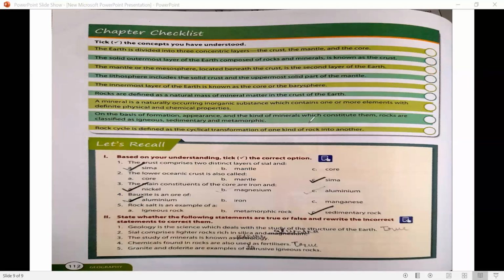Now, on the basis of formation, appearance, and the kind of minerals which constitute them, rocks are classified as igneous, sedimentary, and metamorphic rock. So we have learned all these things, and the last point is that the rock cycle is defined as the cyclic transformation of one kind of rock into another. Yes, we have also learned this. So we have learned all the points, and we have recapitulated what we have learned in this chapter.